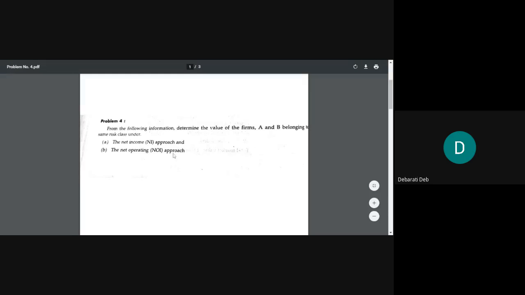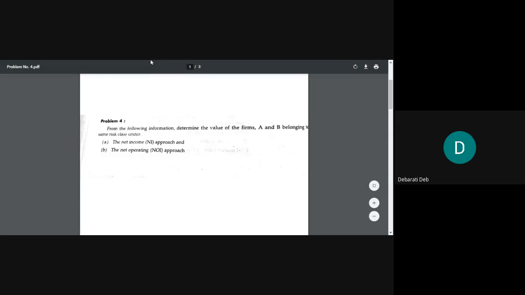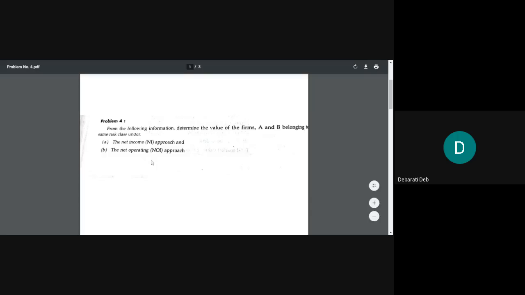So, as you can see on the screen, this is problem number 4 under capital structure theory. This is a simple problem once again, but the form is different. That means the findings will be different. Again, we will solve with the help of the NI and NOI approach. I hope you remember the formula of the first problem. The first problem used both the NI and NOI approach, so a similar technique we will also use here.